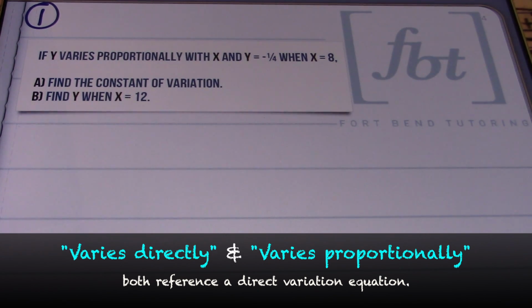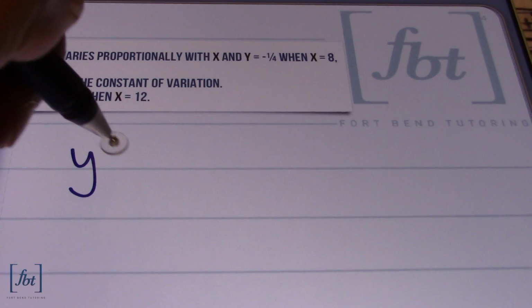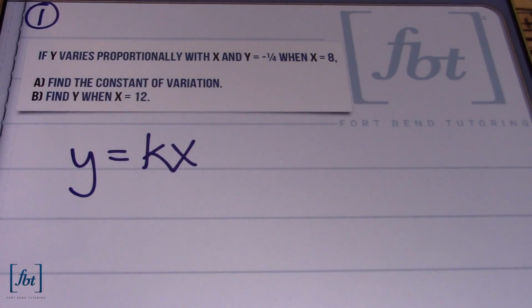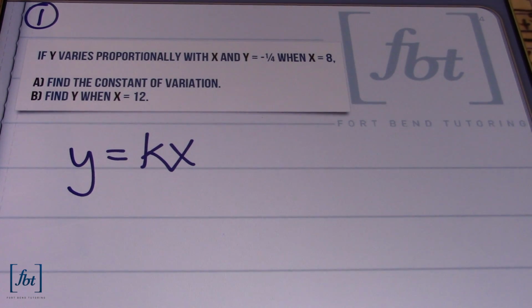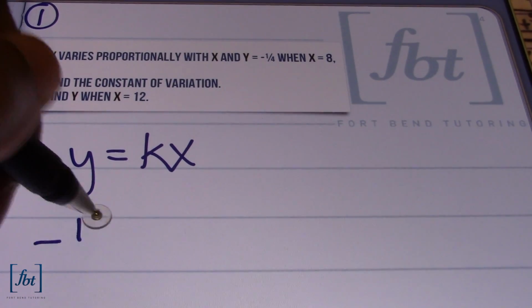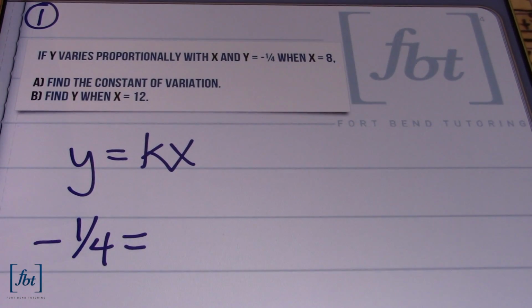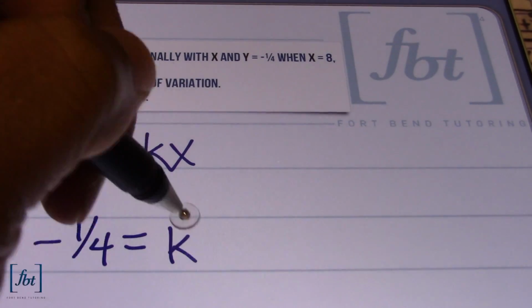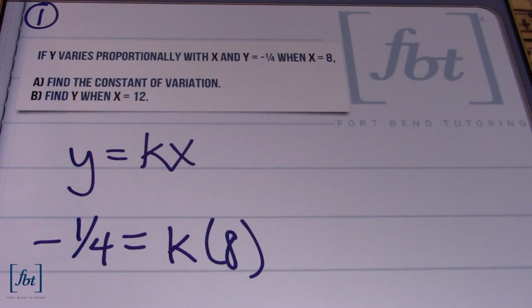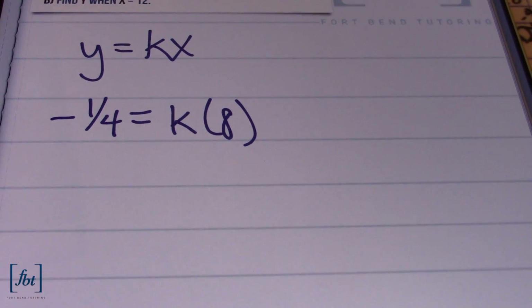So I'm going to start by setting up my initial problem as y equals kx. And since they've given us some information that we can use to solve the problem, in other words, they've gone ahead and told us that y equals negative 1/4 when x equals 8, we can go ahead and use those values using substitution to solve for our constant of variation. So I'll be replacing y with negative 1/4, and I'll be also replacing x with 8. Just like that. Once I have this set up here, I'm going to go ahead and solve for k.